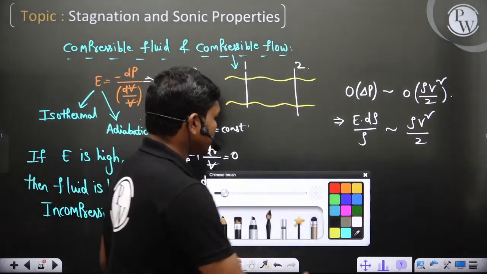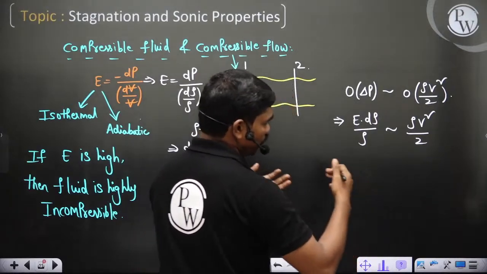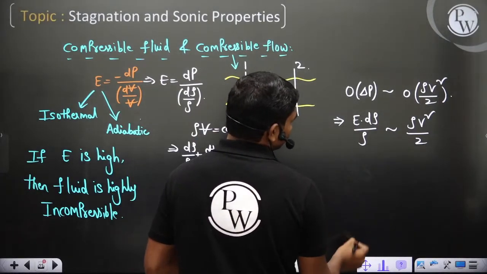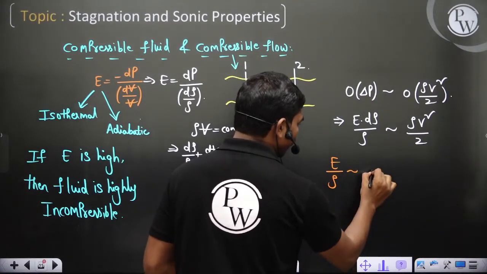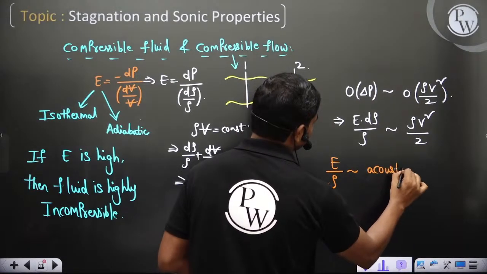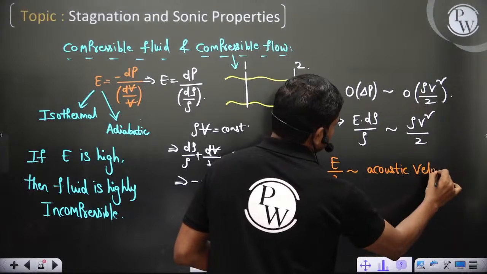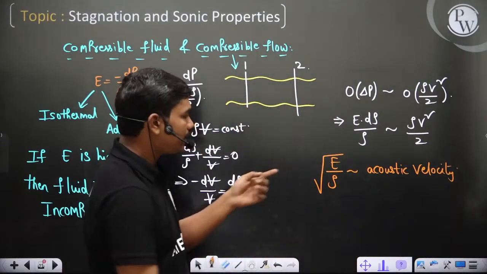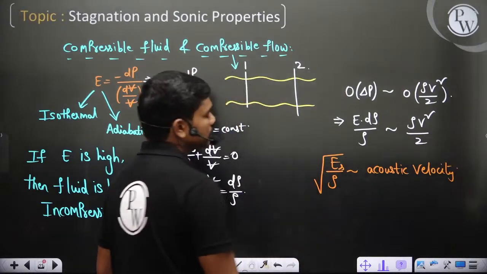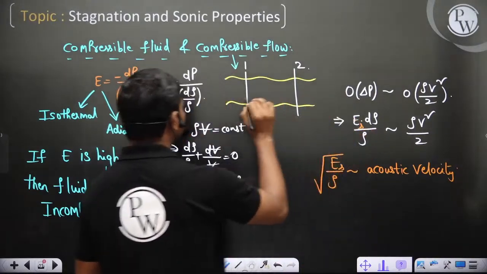And you will understand later, not readily, but sometime later, that E by rho scales to something called acoustic velocity, root E by rho. So root E by rho, normally this adiabatic bulk modulus divided by density, we are talking about adiabatic conditions, no heat flow.